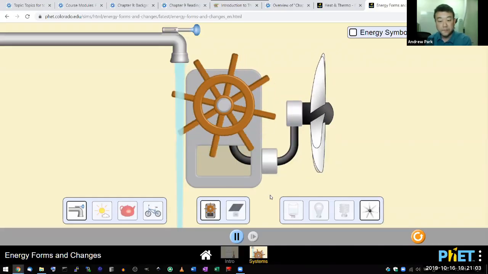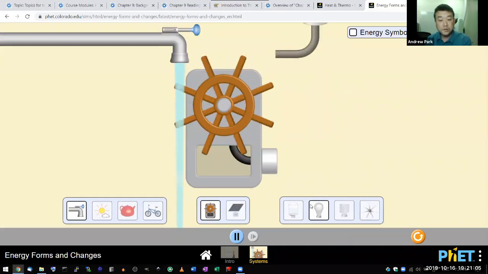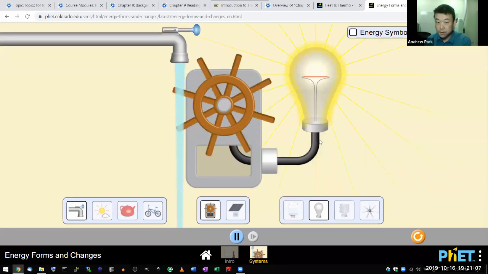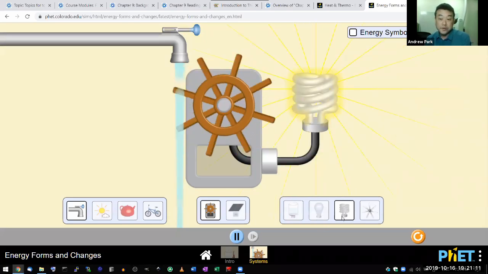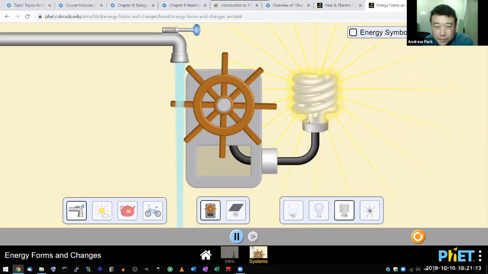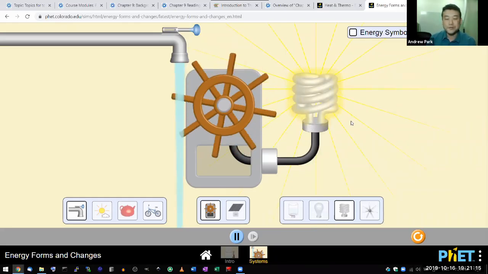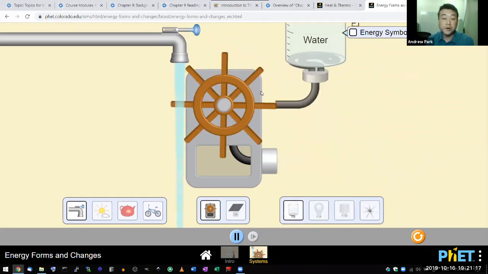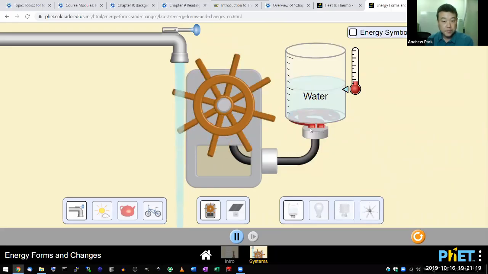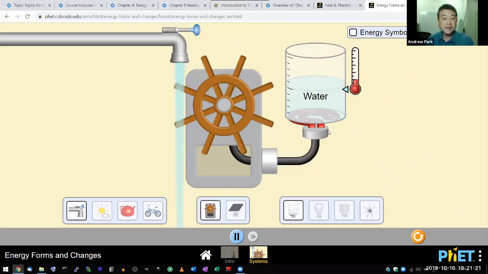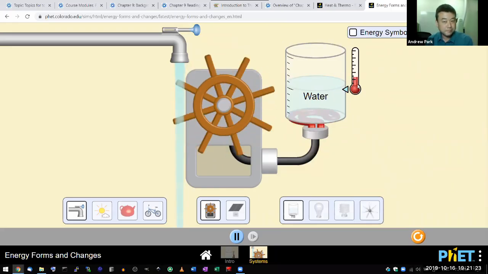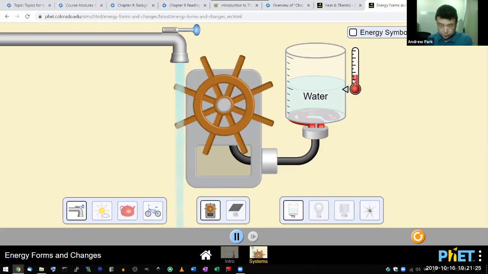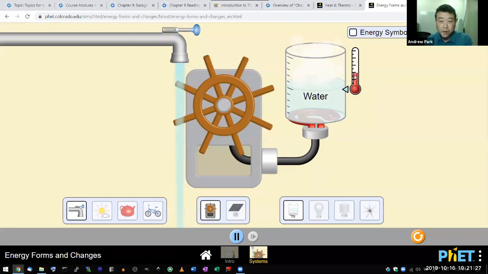Right now it's turning a fan. It could be used to turn on a light bulb, or it could be used to turn on a more efficient light bulb. It doesn't look more efficient. Well, supposed to be more efficient. Or it could be turned into heat. That's what this heating coil is. And when there's water on top, it's increasing the temperature of the water.